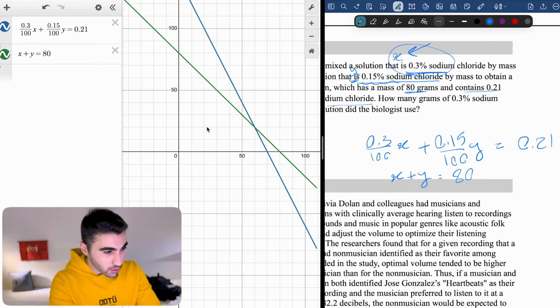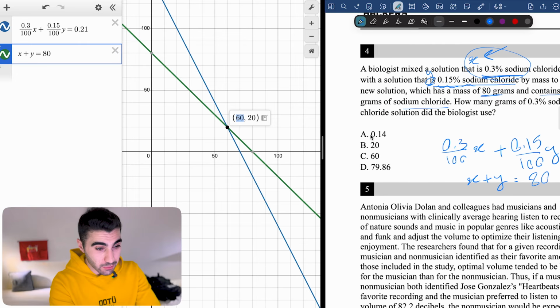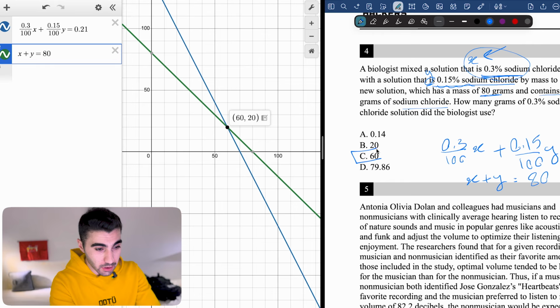All right, so I plugged this into Desmos, and we can see the intersection point is 60, 20. So 60 is the x coordinate, and that's what we're looking for. So choice C is going to be the answer to the solution.